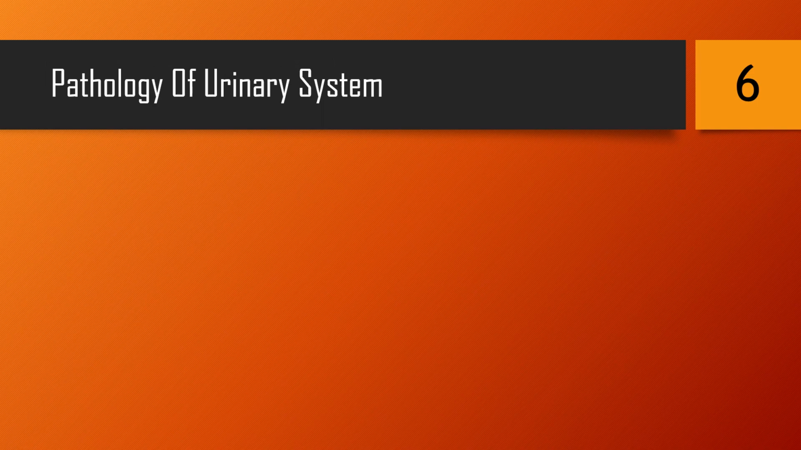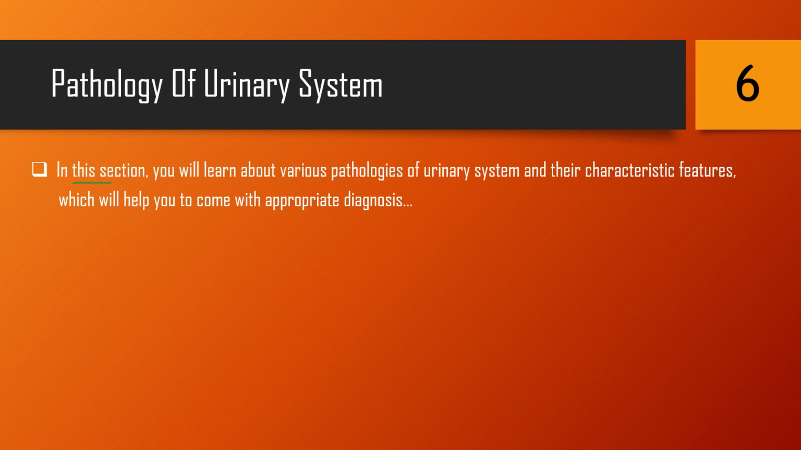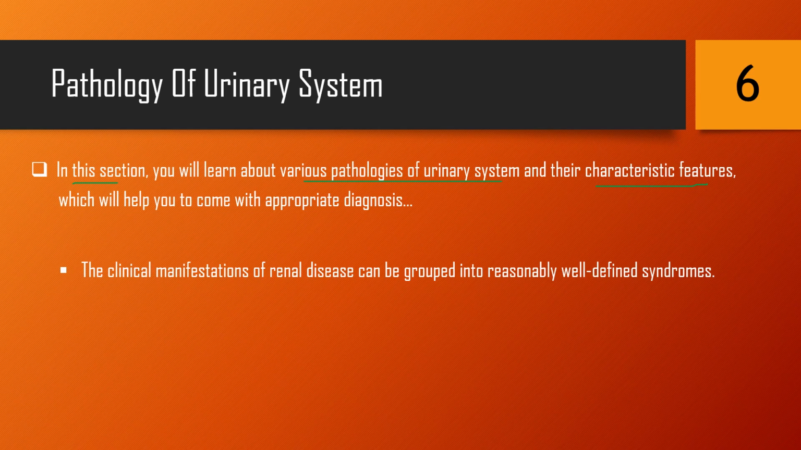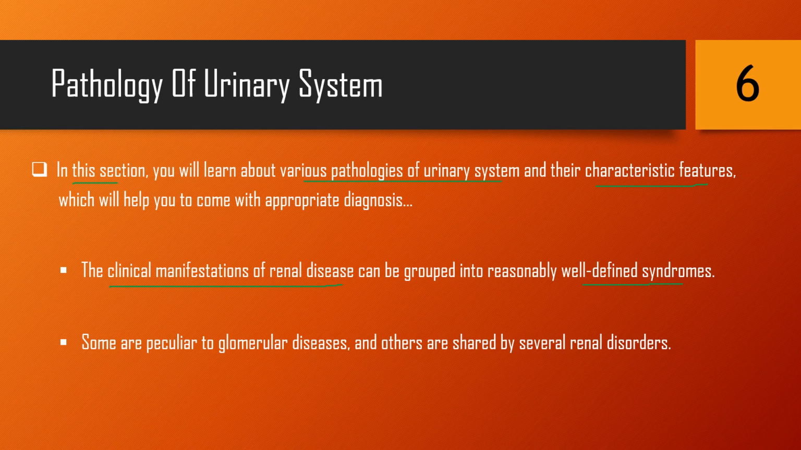This is the sixth video of the urinary system and today's topic is pathology of the urinary system. In this section you will learn about the various pathologies of the urinary system and their characteristic features, which will help you come to an appropriate diagnosis in future. The clinical manifestations of renal diseases can be grouped into reasonably well-defined syndromes, which we will see in the next slides. Some are peculiar to the glomerular diseases and others are shared by several renal disorders.